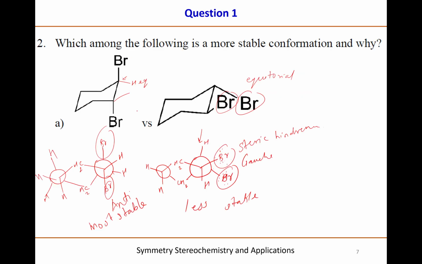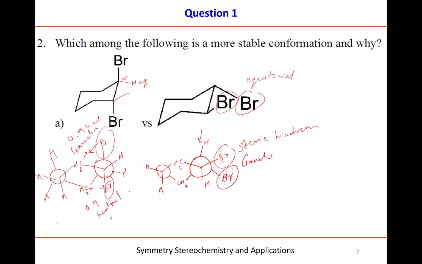I have made a mistake in the previous example. I forgot to mention one thing. Here there is steric hindrance between the two bromides, but here another steric hindrance is there. These two groups are gauche to each other, right? So it will give the energy 0.9 kcal, and same here 0.9 kcal per mole.